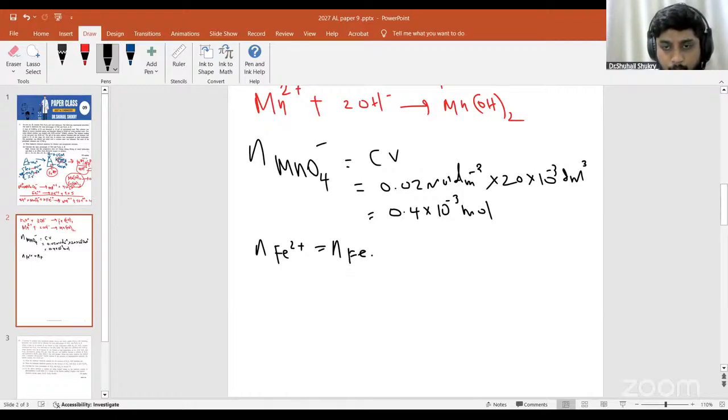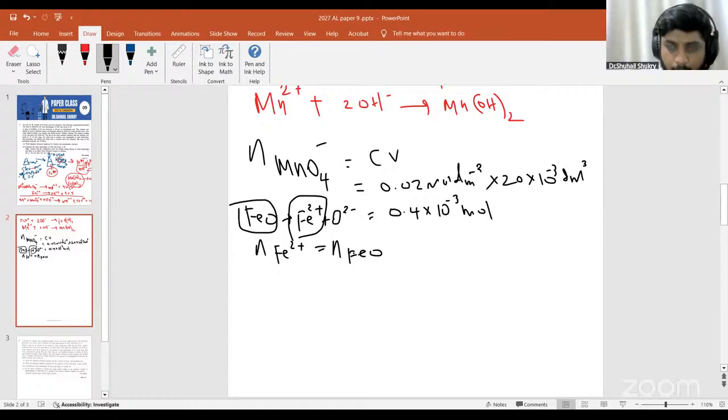Why? Because if you break FeO, you can break it as Fe2+ and O2-. So here you get only a one-to-one stoichiometry. So the number of moles of FeO will be the same as Fe2+.